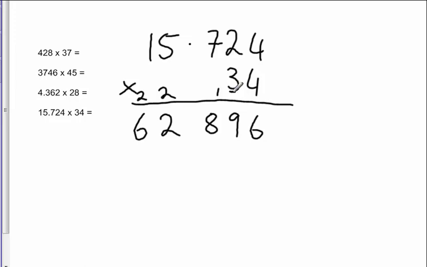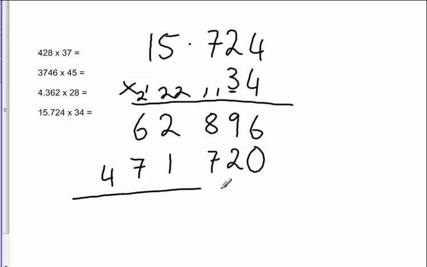Now, because I'm multiplying by a 3, but that is a 30, I need to put in a 0. And now I can multiply 15.724 by 3. So 3 4s are 12, put in my 2, carry my 1. 3 2s are 6, plus 1 is 7. Then 3 7s are 21, so I put my 1 in here and carry across my 2. 3 5s are 15, plus 2 is 17, put in your 7 and carry your 1. 3 1s are 3, plus 1 is 4. Now I need to add these totals together.